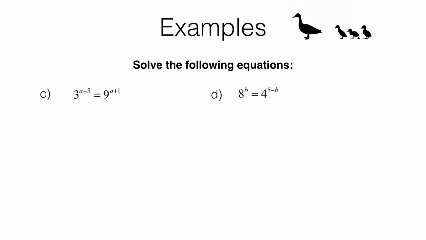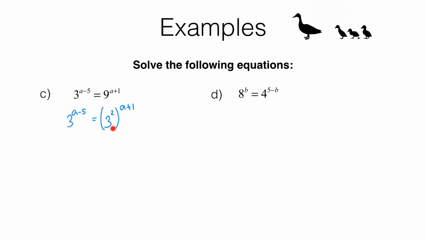If you've seen the previous video, you'll know that we can try to rewrite a base in terms of another base. And in this case, what I can do is spot that 9 is actually a power of 3. 9 is actually 3 squared. That means 9 to the power of a plus 1 equals 3 squared to the power of a plus 1. And so that's the right hand side, which equals 3 to the power of a minus 5.